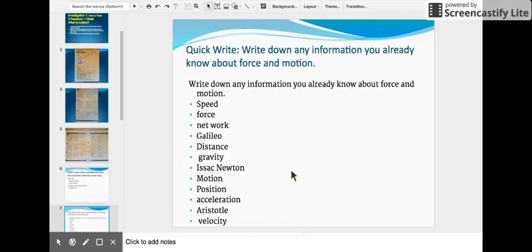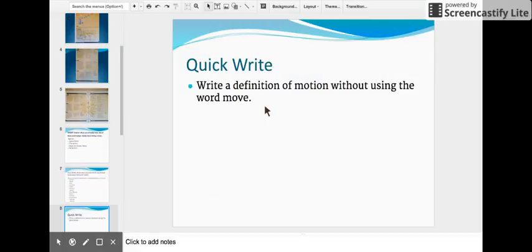So I'll have them do this. They'll probably take about 5 minutes, and then we'll share some ideas. We'll not talk about any right or wrong ideas. We're just gathering information. Then the next task I'll ask them to do is to write a definition of motion without using the word move.